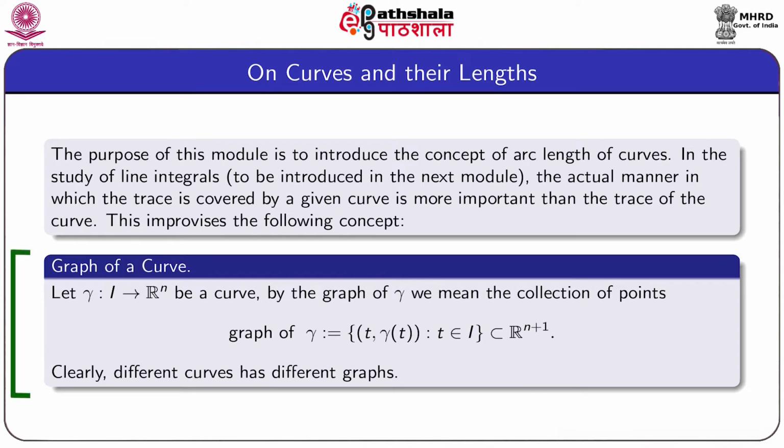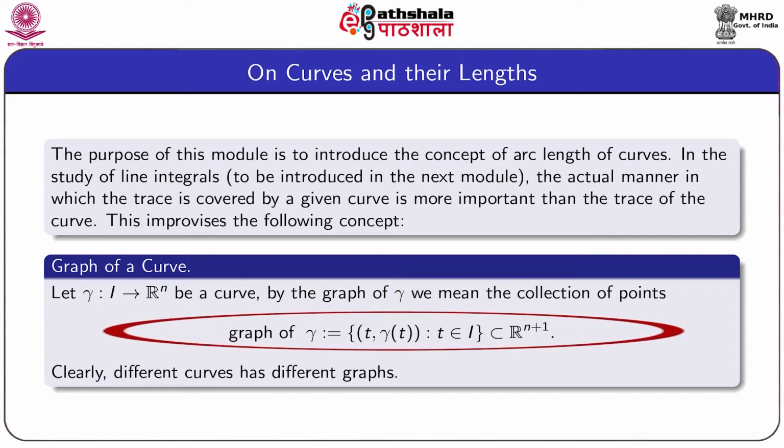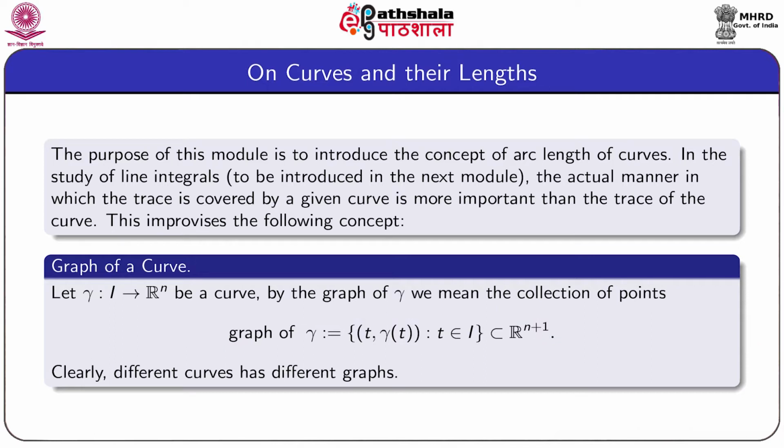So, we need another definition: graph of a curve. Let gamma from I to Rn be a curve. By the graph of gamma, we mean the collection of elements where the first comes t, then the n tuple which represents gamma t, where t varies over I. Clearly, graph of gamma is a subset of Rn plus 1. Clearly, different curves have different graphs.